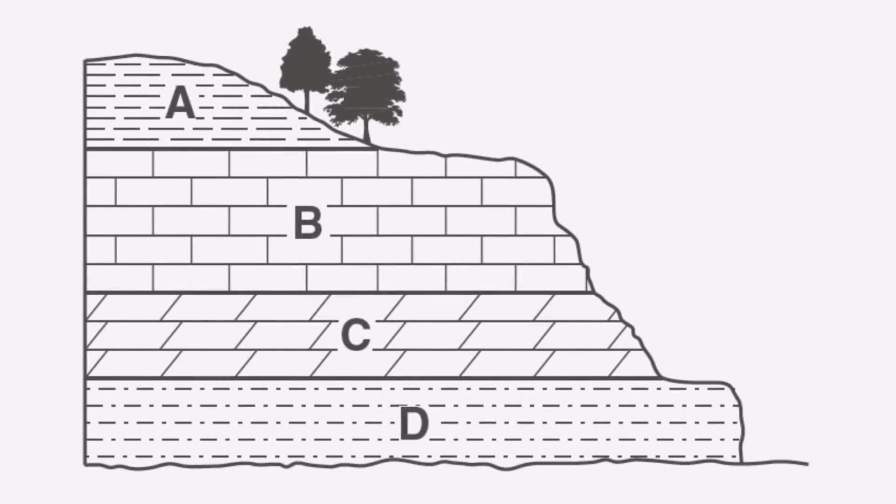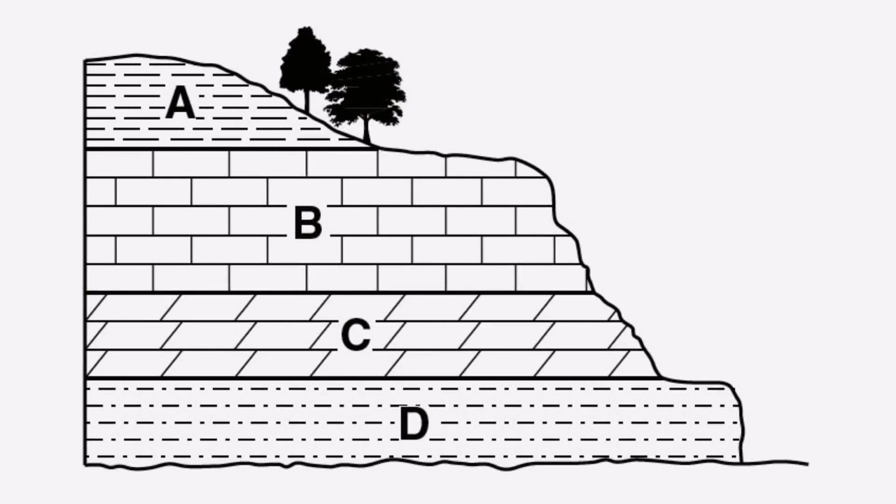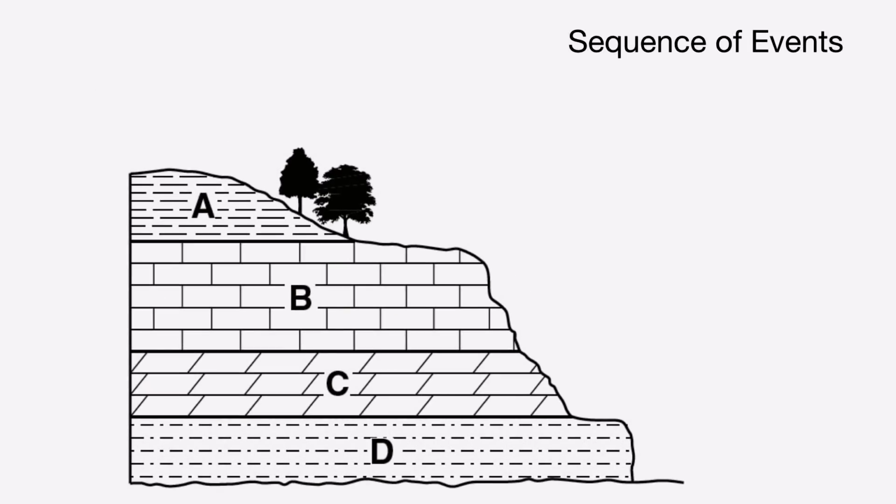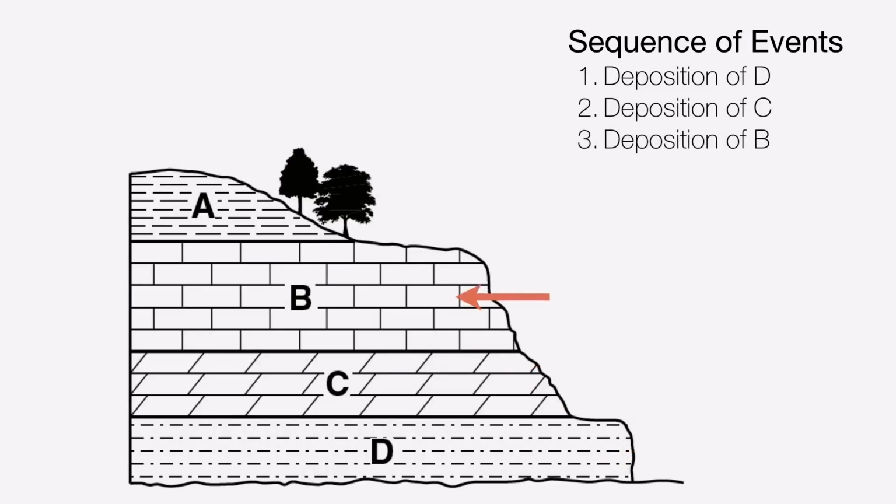So let's take a look at an actual sequence of layers here, and let's figure out what events happened to form this sequence. So again, the law of superposition says that the layers on the bottom, like this layer, layer D, which happens to be siltstone, must have been deposited first. And then above it, layer C, then B, and then A. And so I know the sequence in which my layers of rock formed. But there's one other, or actually a couple other things that have taken place here. You'll notice that the surface of these rocks is all irregular and jagged, and we even see some trees.